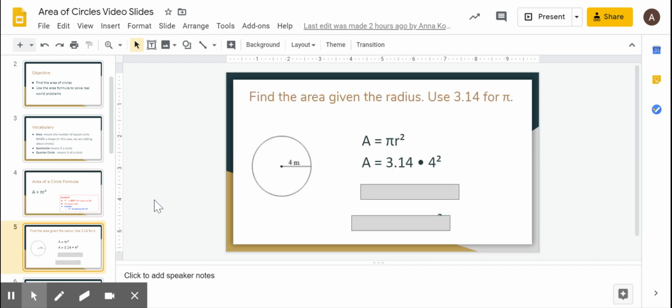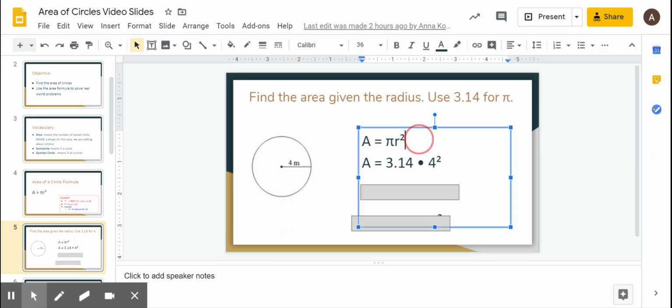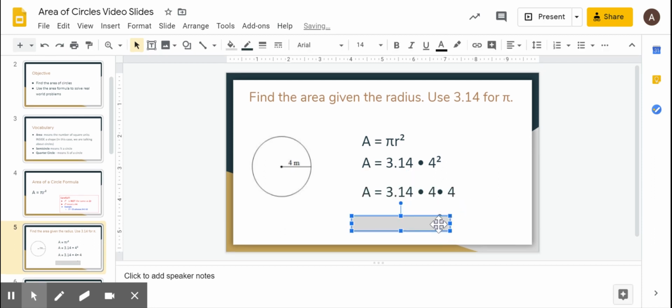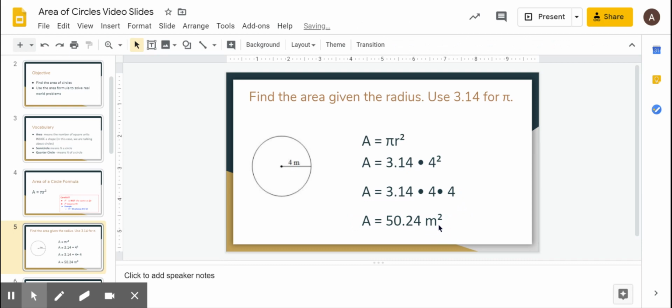In our next example, we have find the area given the radius, use 3.14 for pi. So we're going to start with our area formula, area equals pi r squared. Then we are going to plug in our numbers. So 3.14 we're plugging in for pi. We're plugging in the radius, which is 4 for r, and it's squared. So I'm just going to expand this 4 squared to be 3.14 times 4 times 4. And when you multiply them all, you end up getting 50.24 meters squared.